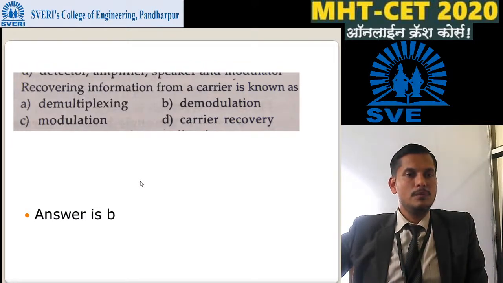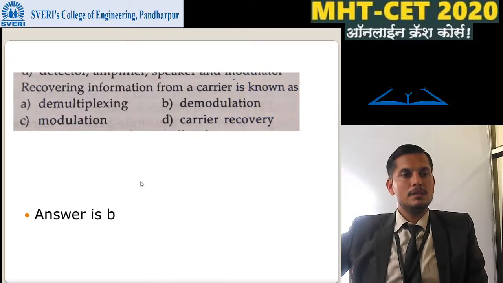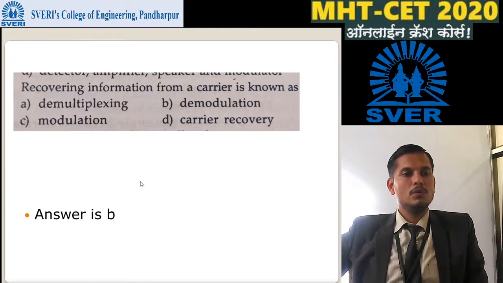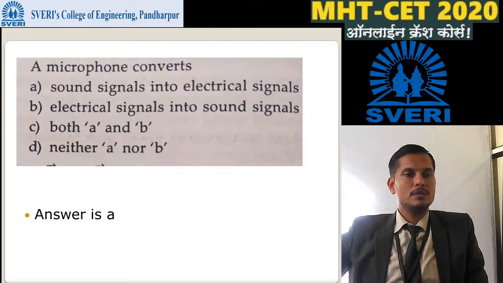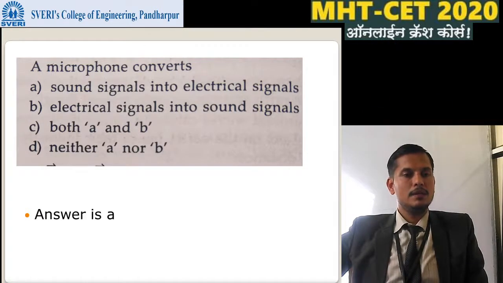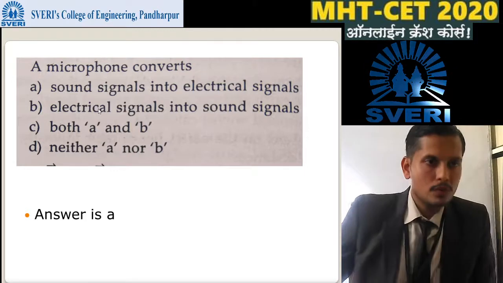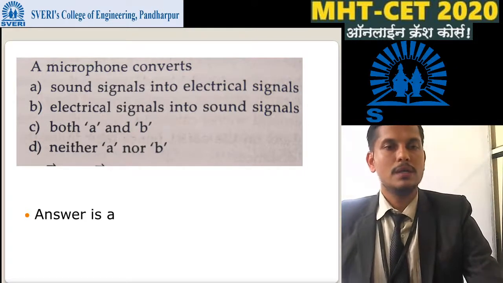Next, recovering information from a carrier is known as demodulation. We discussed what is meant by modulation and demodulation. Demodulation is retrieving or regaining the signal once again from the carrier wave. So demodulation is the correct answer. Next, a microphone converts, options are sound signals into electrical signals, electrical signals into sound signals, both A and B, and neither A nor B. So answer is A, a microphone is used to convert sound signals into electrical signals.